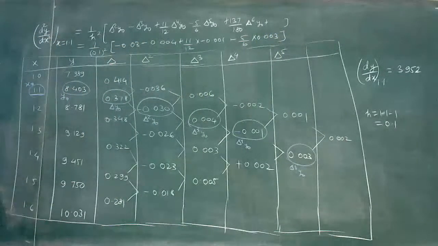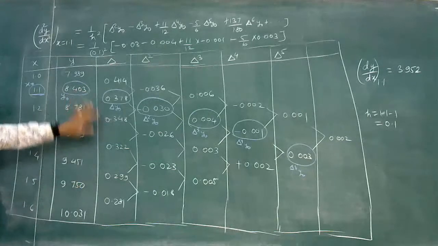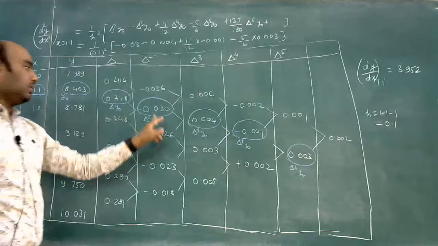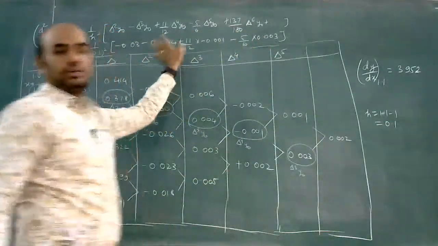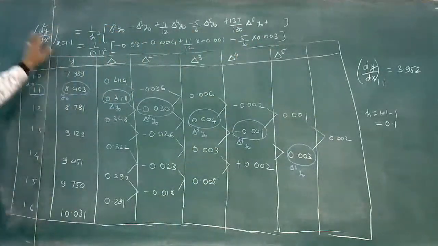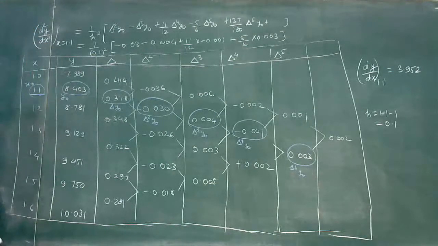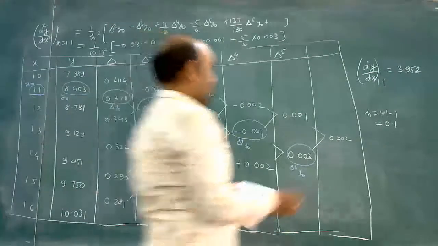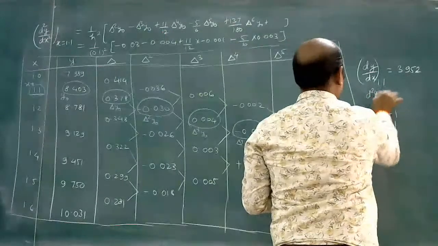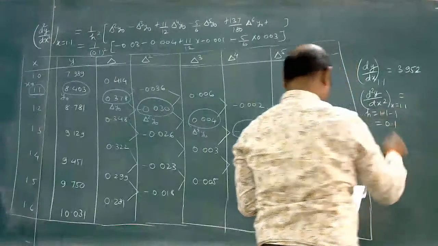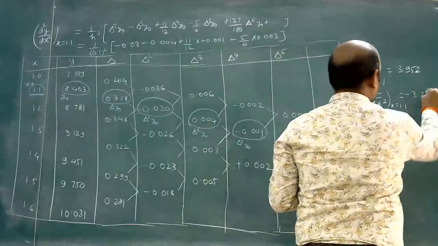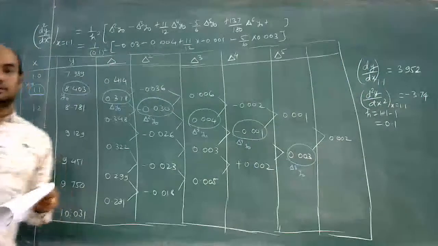Okay, so you have to prepare this table and substitute the values of del y naught, del square y naught, del cube y naught, del to the power 4 y naught, and del to the power 5 y naught in the given formula. So you will find this second derivative. Okay, and x is equal to 1.1. So on solving this, you will get d square y by dx square at x is equal to 1.1 is minus 3.7.